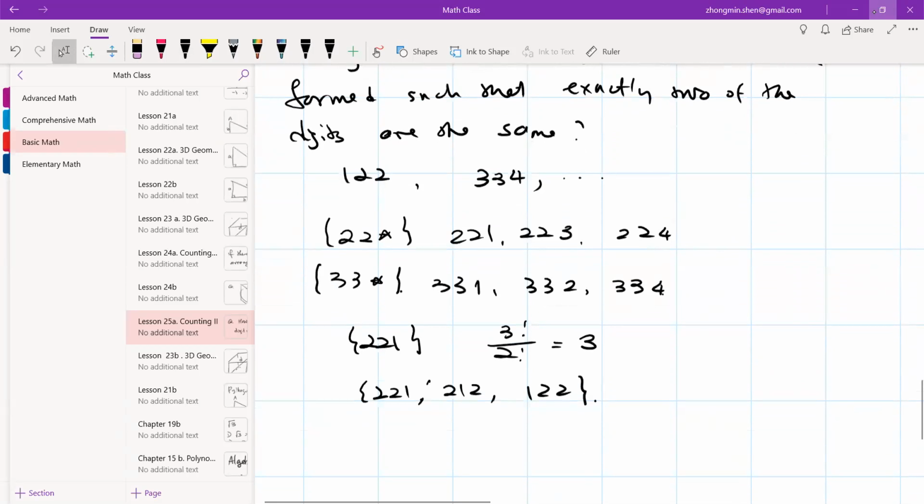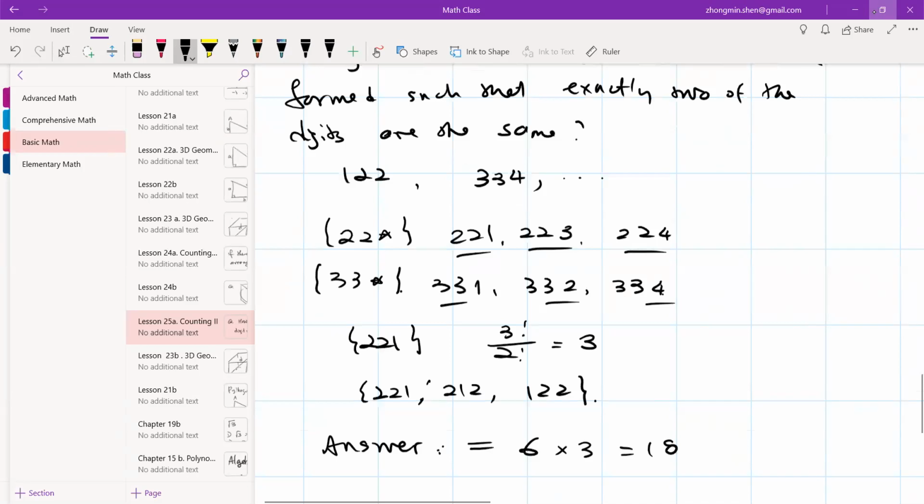So how do we write down three such numbers? Step one, you choose one of the 6 patterns, so that's 6. Then times step two: for each pattern, you can generate 3 different 3-digit numbers by permuting them. So it's 3, and the answer will be 18. Okay, got it.